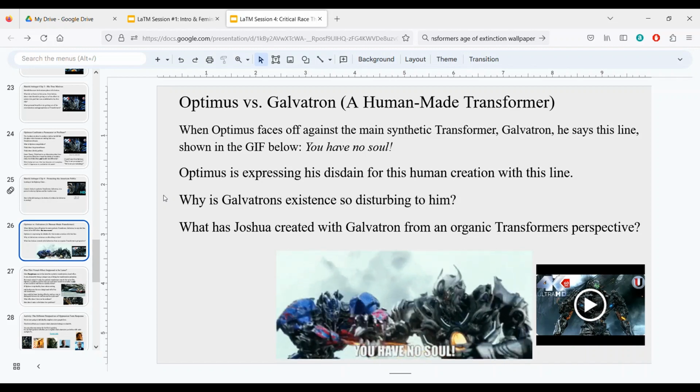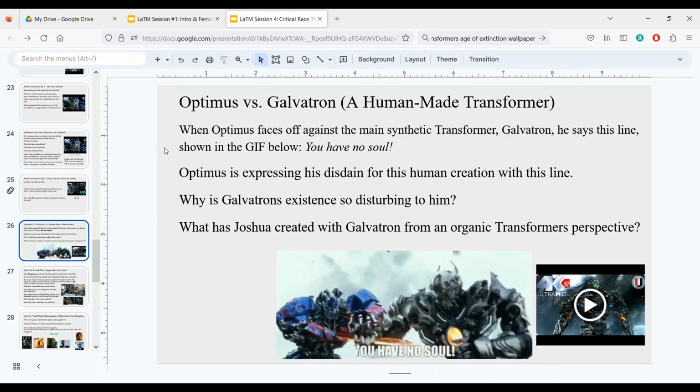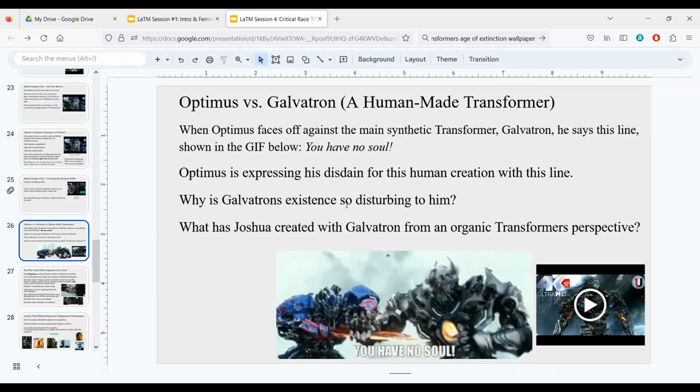And then we have the Optimus versus Galvatron scene, a human-made transformer. When Optimus faces off against the main synthetic transformer, Galvatron, he says the line, shown in the GIF below, "You have no soul." Optimus is expressing his disdain for this human creation with this line. Why is Galvatron's existence so disturbing to him? What has Joshua created with Galvatron from an organic Transformers perspective?